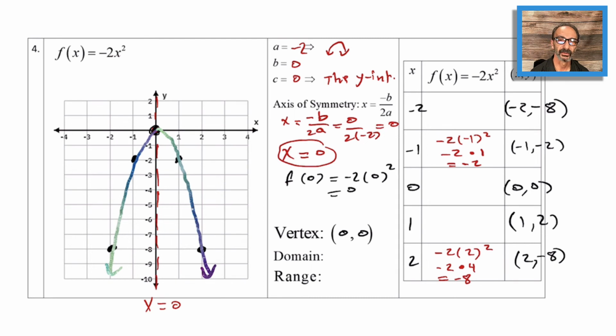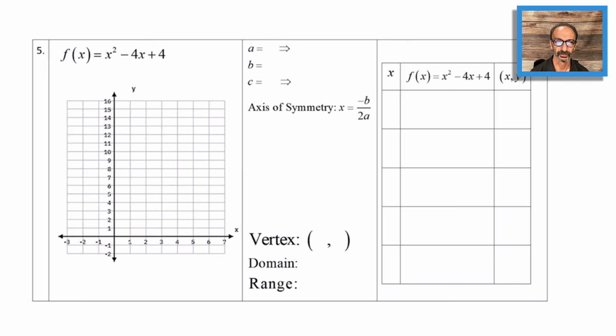The domain will be, as stated before, always all real numbers. And the range is the y values, and as you could see, the graph is below the x-axis, touching the x-axis, so I'm going to say y less than or equal to 0.